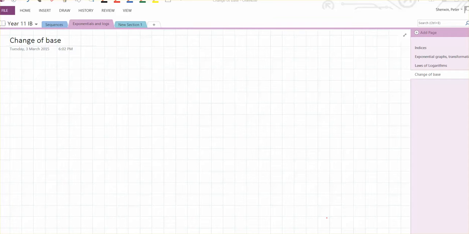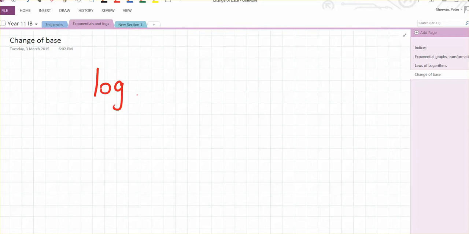Okay, we're going to look now at the change of base theorem for logarithms and discover how useful that is for us in making calculations. So the change of base theorem, let's get straight to it. It enables us, as it says on the can, to change the base.